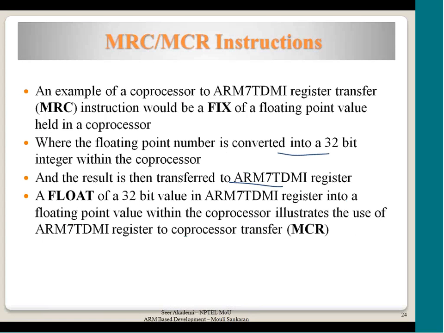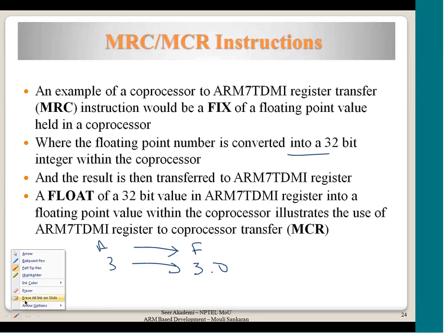Similarly, for a float operation, suppose 3 is in ARM. If it has to be written into a floating point register, it has to be written as 3.0. So there should be a transformation that is called float. There are different instructions which are used. We do not have to remember these, but you should understand the concept. When any data is transferred between ARM and the coprocessor, the coprocessor interprets the data in a different way and the ARM interprets it in a different way. So they need to be transformed into the other format. That is what is achieved while transferring these values. That is all that is important here.